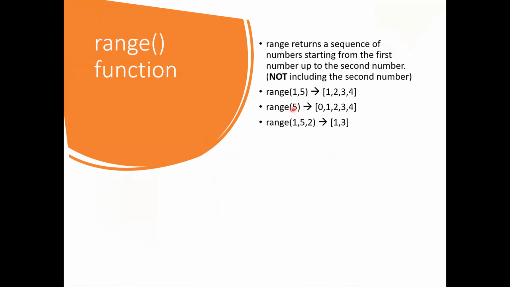But if you have two values, that is start and stop, you start with the first number and go up to the second number. So for range 1, 5 we get 1, 2, 3, 4. And finally, if you have three numbers, that is start, stop, and step, you start with 1 and increase the value by 2. So that's what you will get: 1, 3, not including 5.